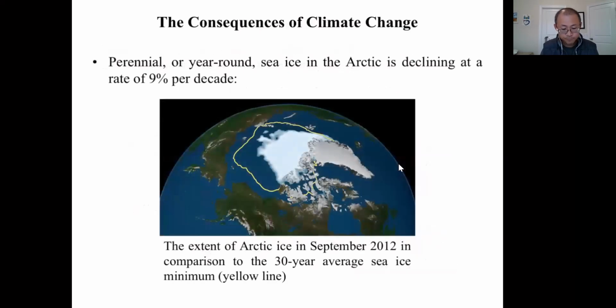And here, okay, before we study more chemistry, I want to show you a few potential consequences of climate change. Okay, one big consequence is if our climate gets warmer.